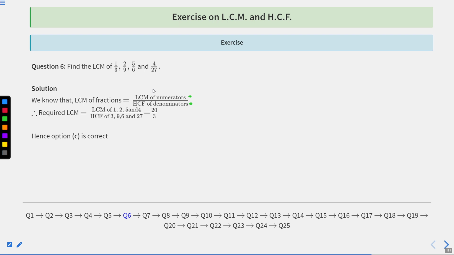So the LCM of numerators is going to be LCM of 1, 2, 5 and 4. And HCF of denominators will be HCF of 3, 9, 6 and 27. So LCM will be 20 and HCF will be 3. So the answer is 20 upon 3. So the correct option here is option C.